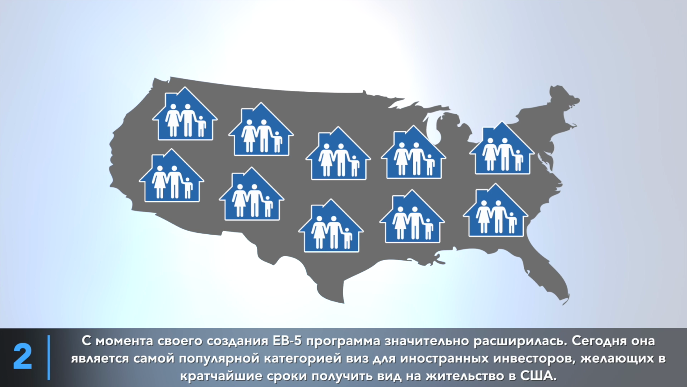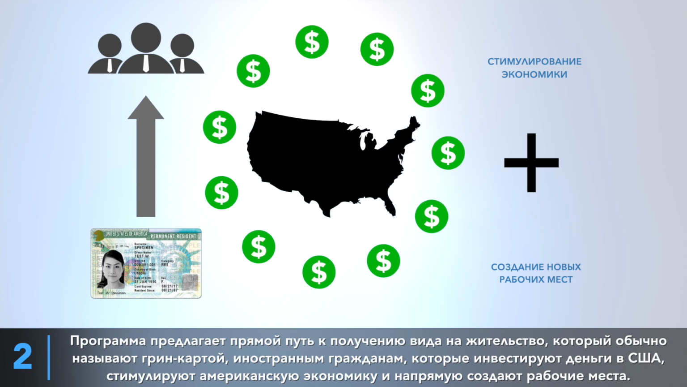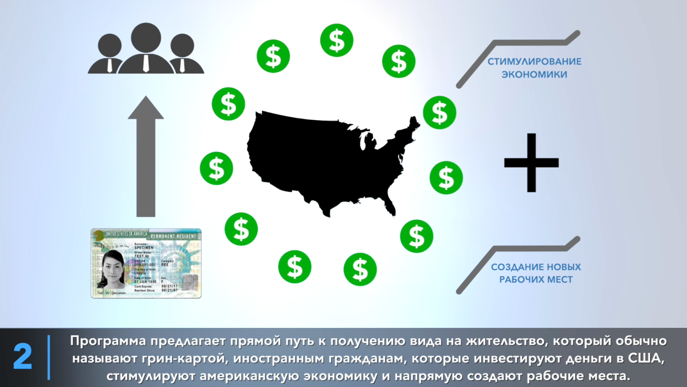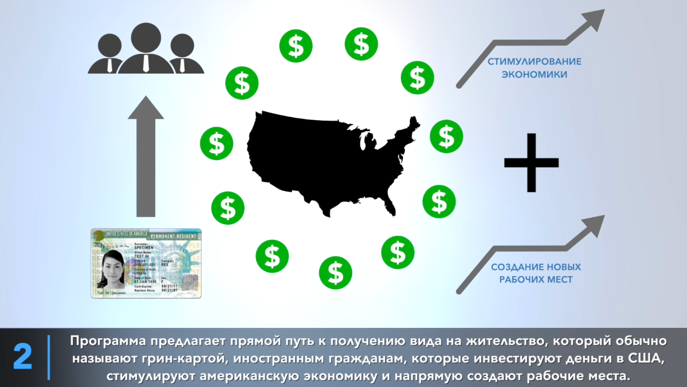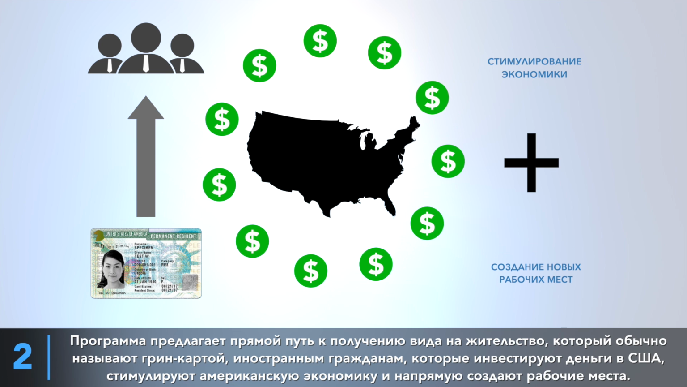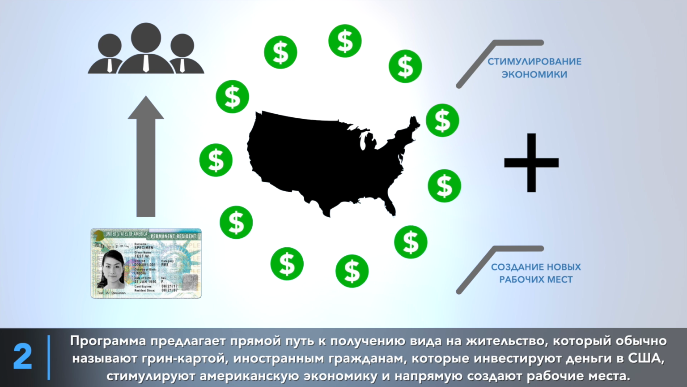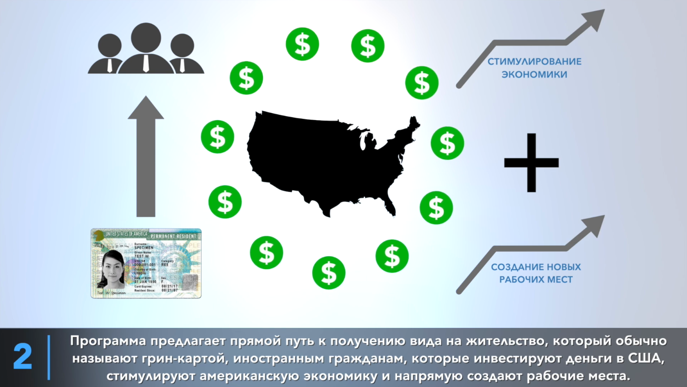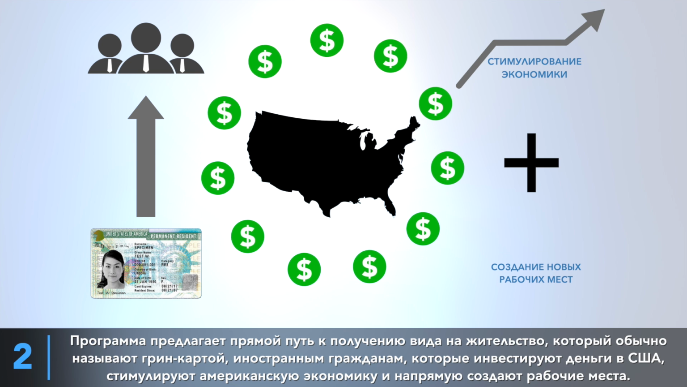Since its inception, the EB-5 program has expanded significantly. It is now the most popular visa category for foreign investors seeking expedited permanent residency. The program provides a direct method of obtaining a permanent residence card, commonly referred to as a green card, for foreign nationals who invest money in the United States, stimulate the U.S. economy, and directly create new jobs.